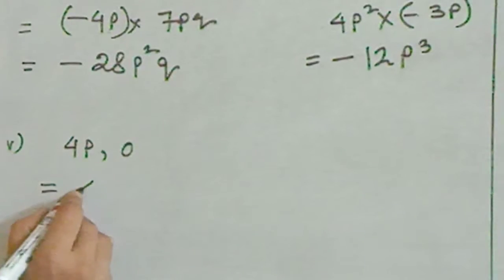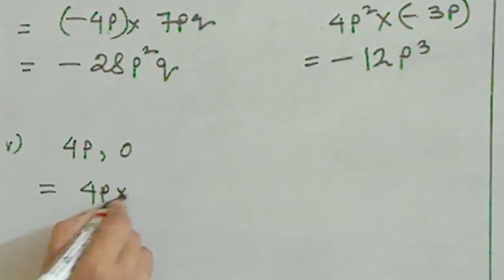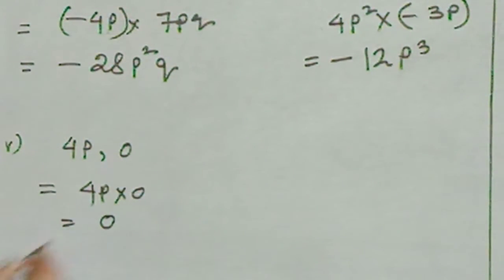Next question is 4p into 0. So 4p into 0, the result is 0, because any number multiplied by 0 gives 0. The result will be 0.